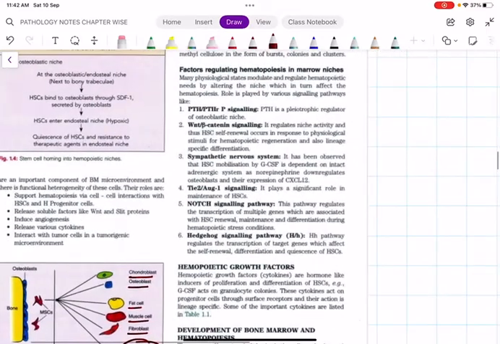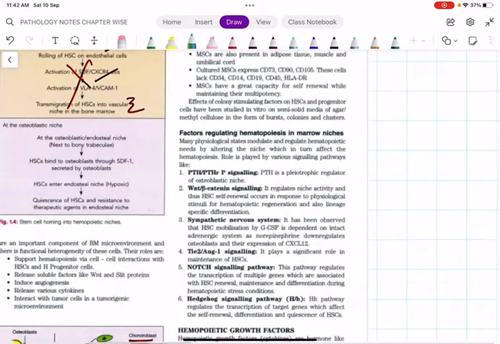What are the factors which regulate hematopoiesis in the bone marrow niche? Just to remember, I have mentioned 6 here. It's up to you. You can remember all 6 of them, or at least the most important ones. Number 1 is the notch signaling pathway, then hedgehog signaling pathway, WNT beta catenin signaling. You have already read these signaling pathways in your neoplasia chapter. Or the parathyroid hormone related peptide signaling pathway, and the sympathetic nervous system. These are the important things. You can remember any 3 or 4 of them. At least remember the easiest ones: WNT catenin signaling, notch, and hedgehog signaling pathway.